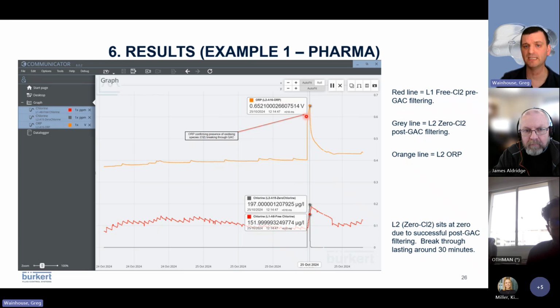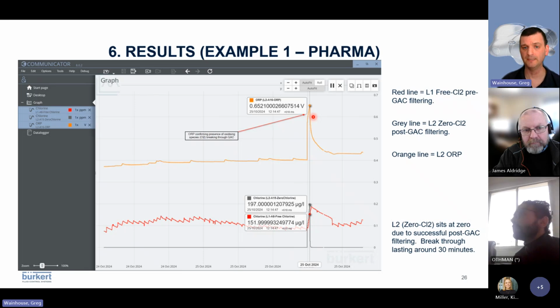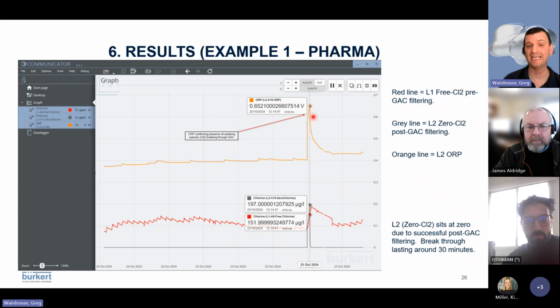Now, there is a time delay with ORP sensors because of the technology involved. So this is another reason why we don't recommend using ORP as a method of detecting chlorine, because it's not very reactive. It can also be influenced by other things, and you'll see that in the next case study in a moment.